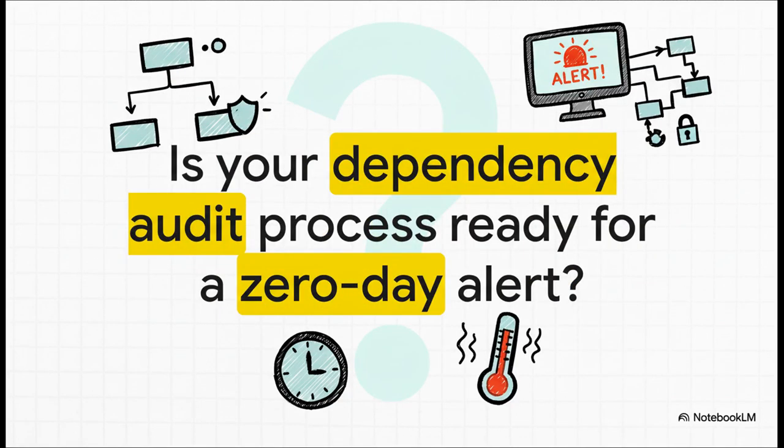So as we wrap this up, it kind of leaves us with one last really important question to ask ourselves. You can write the most secure code in the world, but your app is only as strong as its weakest dependency. So honestly, is your team's process ready for this? When an urgent zero-day alert like this drops, are you prepared to act immediately? It's definitely something worth thinking about.